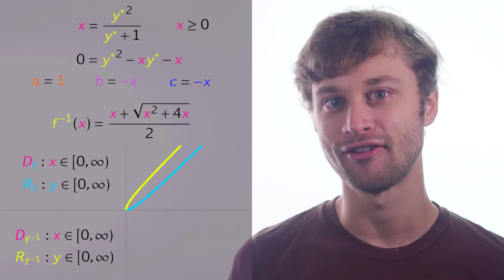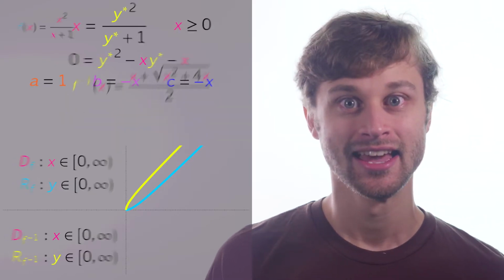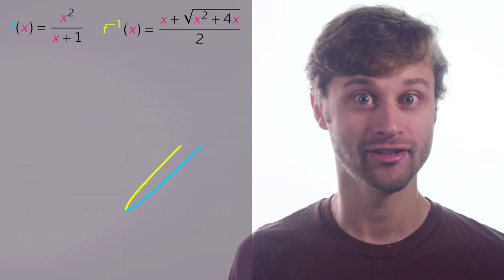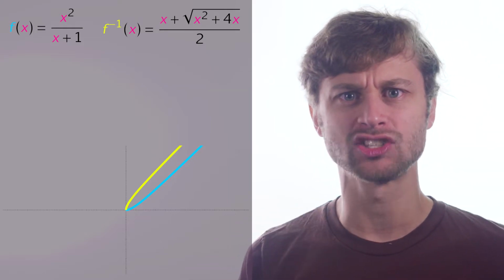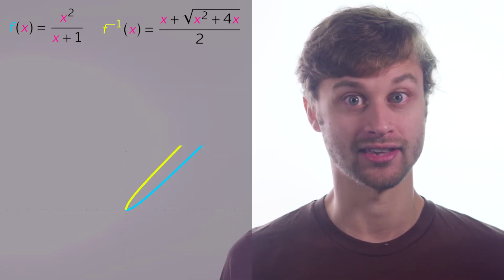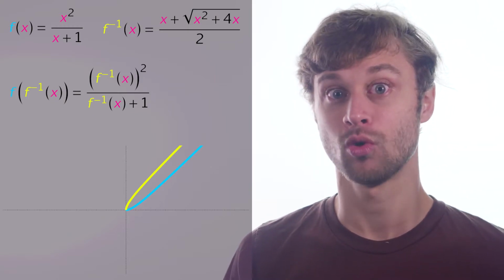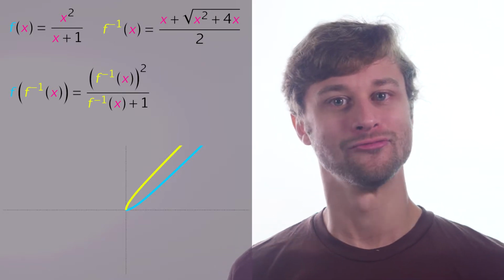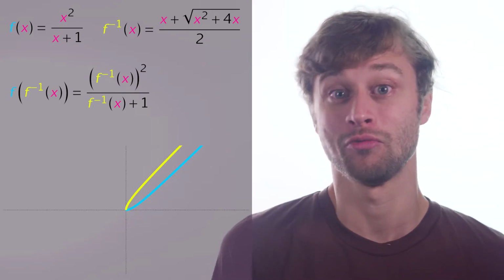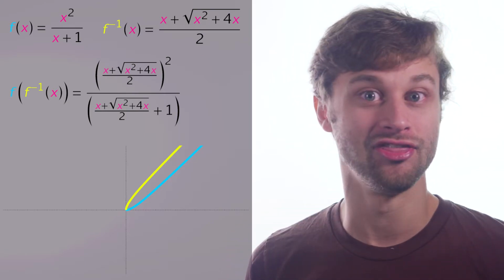Now let's try to verify this using f of inverse f of x is equal to x. Now remember, our original function f is x squared over x plus 1. So wherever we see x, we need to plug in inverse f of x. So inverse f of x squared over inverse f of x plus 1 should equal x. Now, if I replace inverse f of x with what we just found inverse f of x to be, then I get this result.